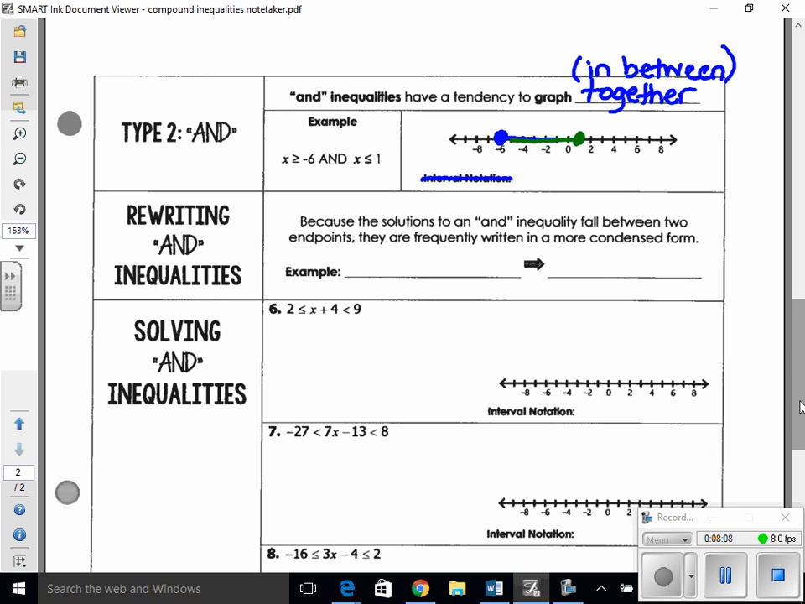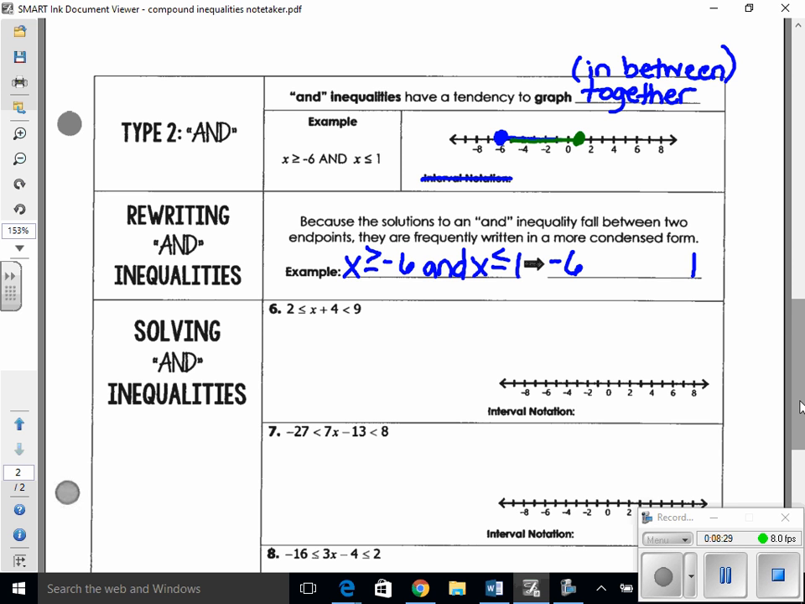So because these fall between 2 endpoints, they are written in a more condensed way. So that same example above, x is greater than or equal to -6 and x is less than or equal to 1, will never be written that way because that's got the word "and" in it. You'll never see it that way. The way you're going to see it is you're going to take the 2 numbers and put them on the outside edges.